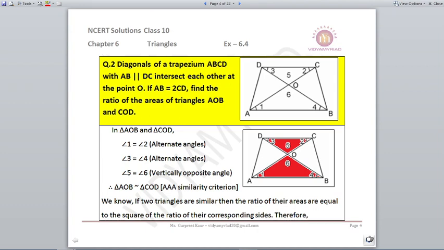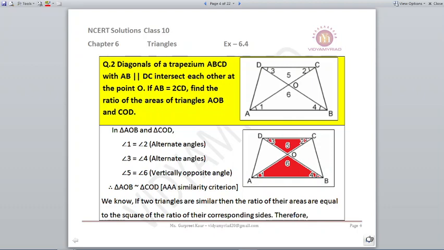Question number 2. Diagonals of a trapezium ABCD with AB parallel to DC intersect each other at a point O. If AB is equal to twice of CD, find the ratio of the areas of triangle AOB and COD. Now to find out the ratio of the areas of the triangles, we should first make the triangles similar. How can we make the triangles similar? We know in triangle AOB and triangle COD, you have AB and CD parallel. So we can say that angle 1 is equal to angle 2 and angle 3 is equal to angle 4 using alternate angles. Angle 5 is also equal to angle 6 using vertically opposite angles. So the triangles are similar by AA criteria.